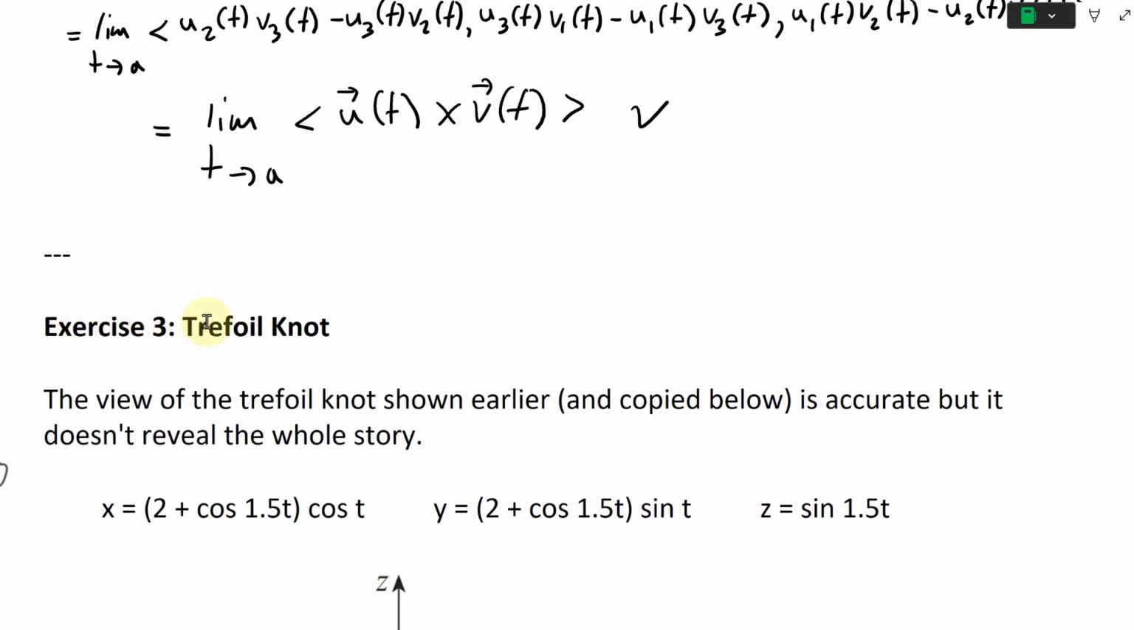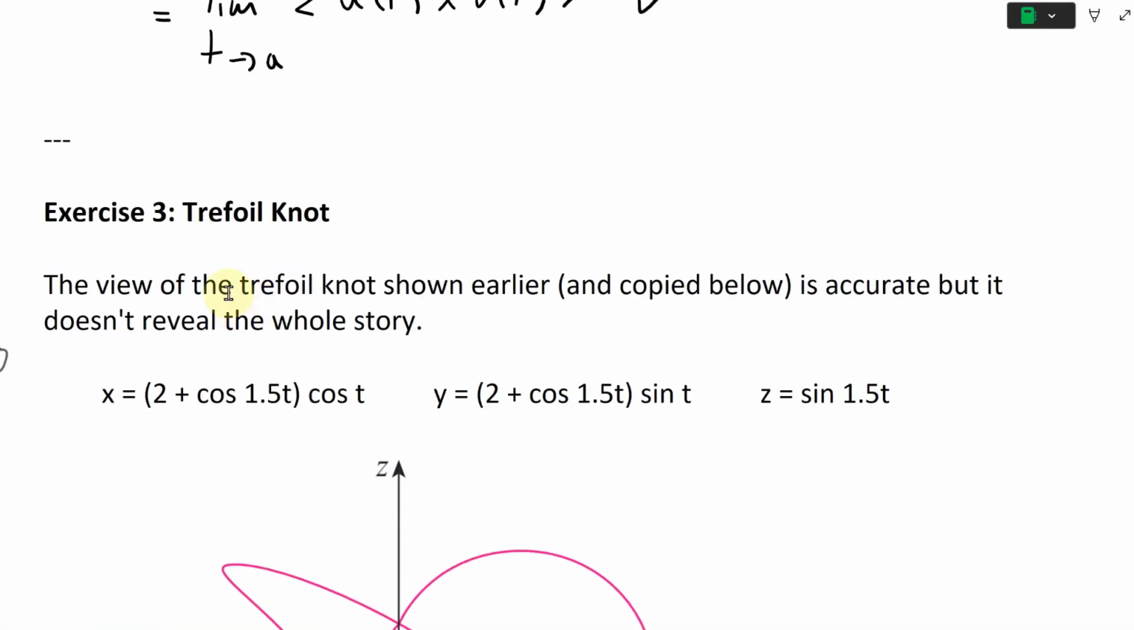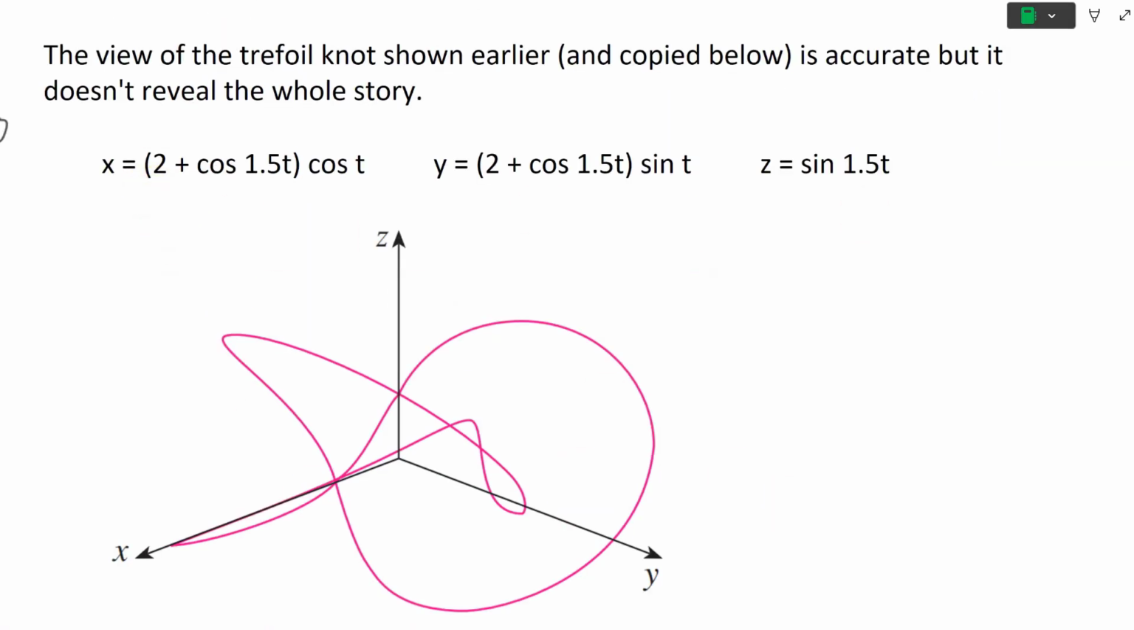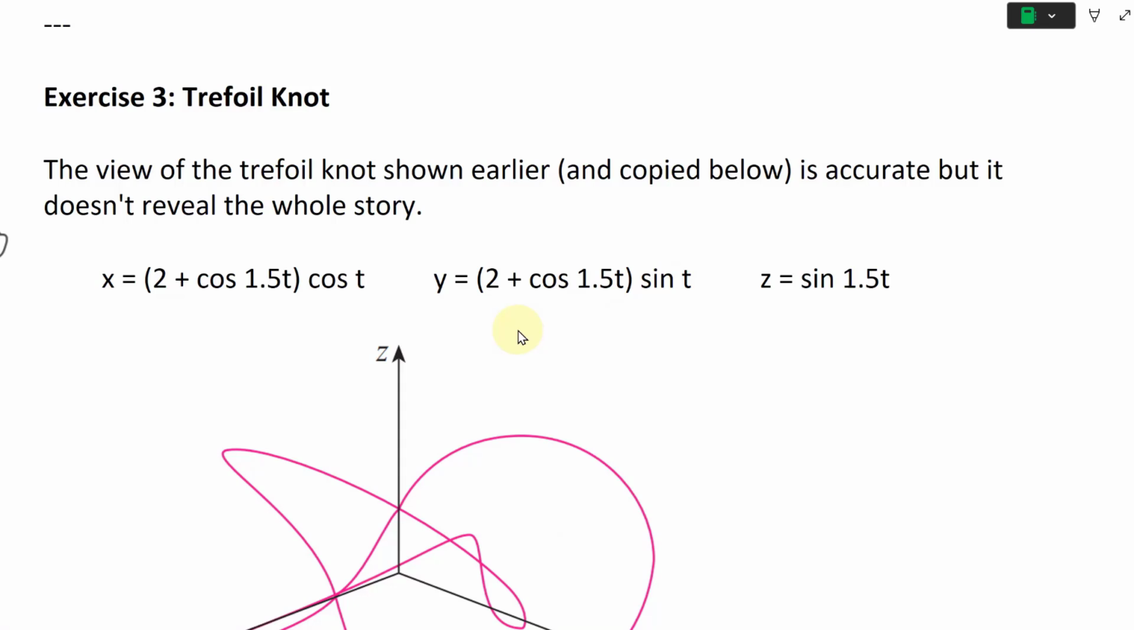Exercise 3, and this is on the Trefoil Knot. I'm not sure exactly how to pronounce it, but I will call it Trefoil Knot. So the view of the Trefoil Knot shown earlier and copied below, so I copied it here from an earlier video, is accurate, but it doesn't reveal the whole story.